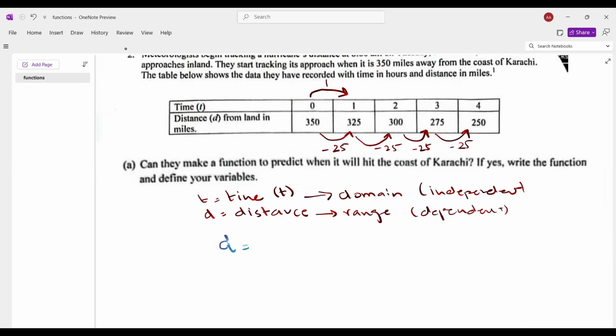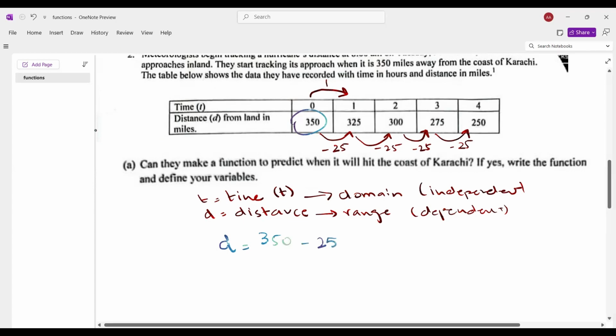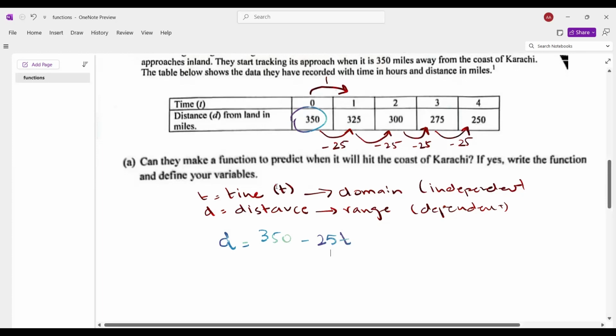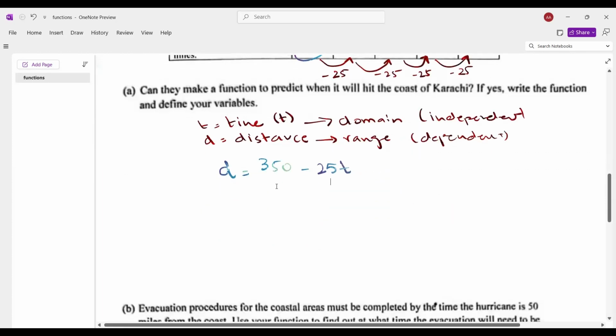So first of all, we start with a base value, which is 350. At the start the value is 350, and then it keeps decreasing by 25 multiplied by the time that has passed. So we say 350 minus 25 into the time. When the time is 0, 25 into 0 becomes 0, and at the 0th hour the value will be 350. At the first hour it will be 325. As we move forward, the value will decrease by 25 every hour, depending on the time.